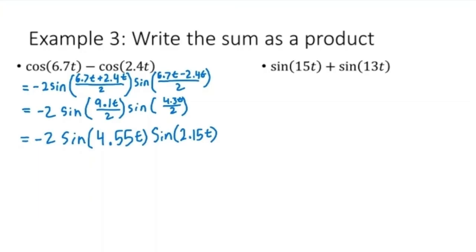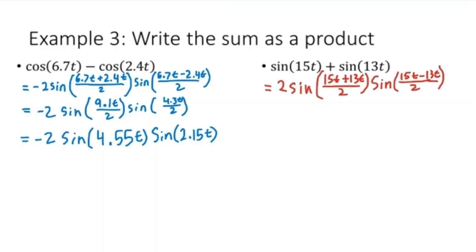Next, we'll write sine of 15t plus sine of 13t as a product. Since we're adding sines, we'll apply the first sum to product identity. We get 2 sine of (15t plus 13t) over 2 times sine of (15t minus 13t) over 2.